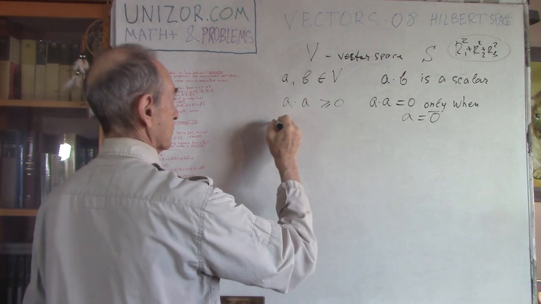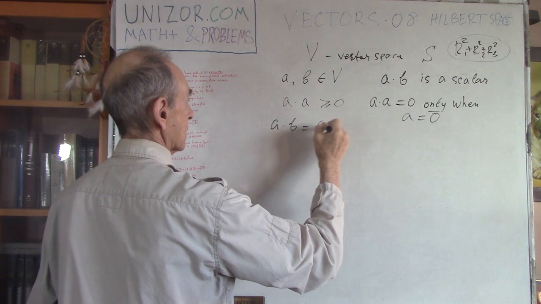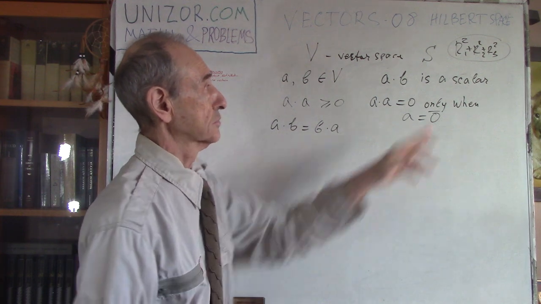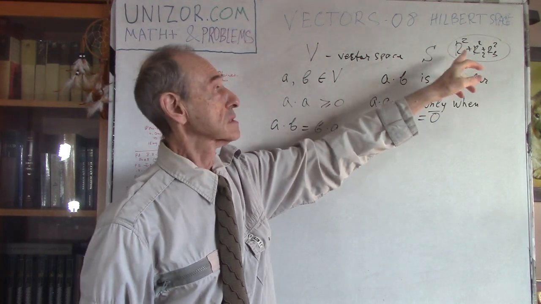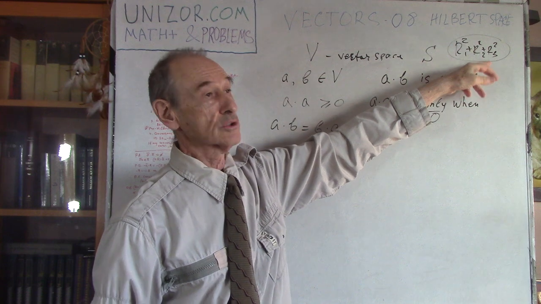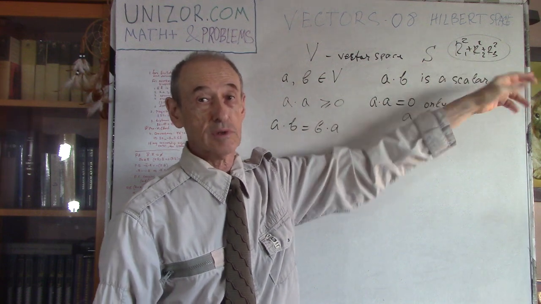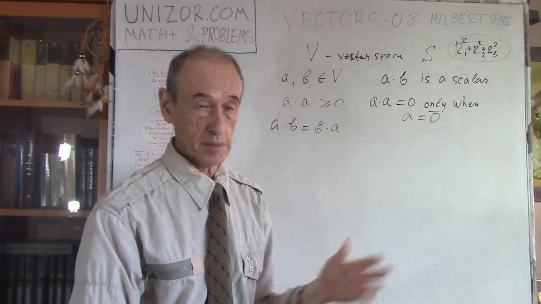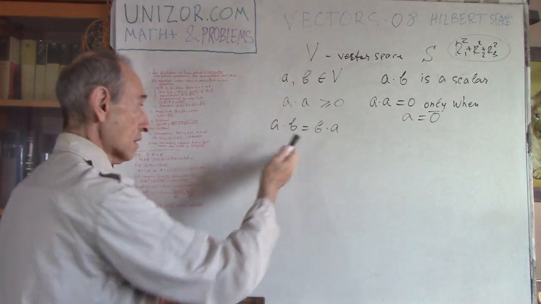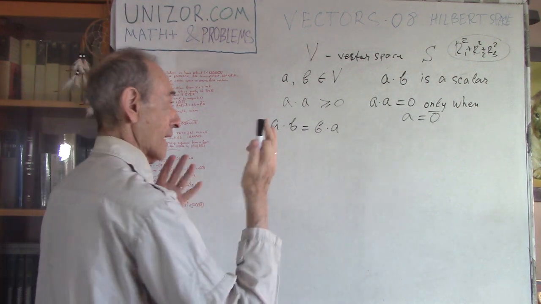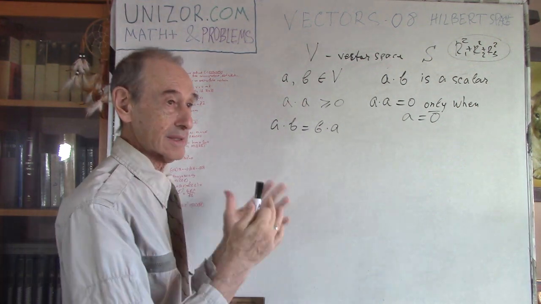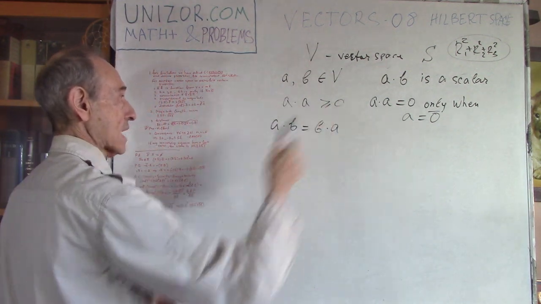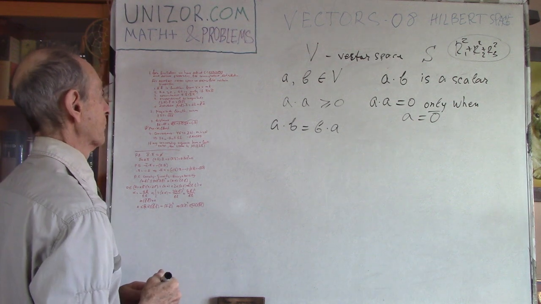So that's my first axiom. Now another axiom. A times B equals B times A. Commutative property. Again, in case of three-dimensional vectors, R1 times S1 plus R2 times S2 plus R3 times S3 obviously is commutative. We proved that whenever we were discussing n-dimensional vectors. So here, we are not proving it, we are actually postulating it. We are saying this is an axiom. It must be done. That's the rule by which scalar product is defined.